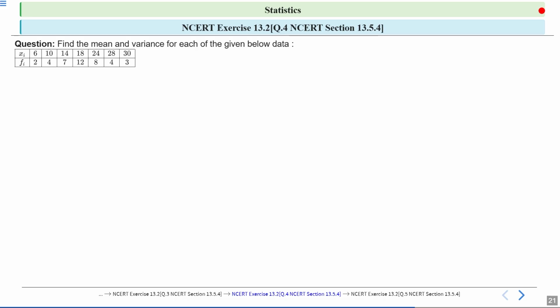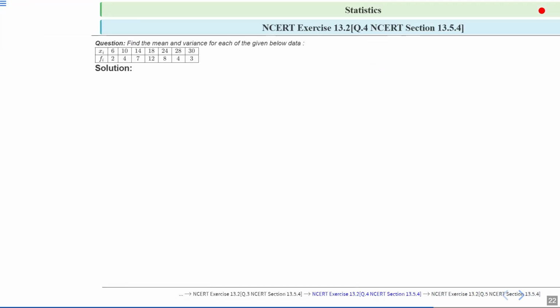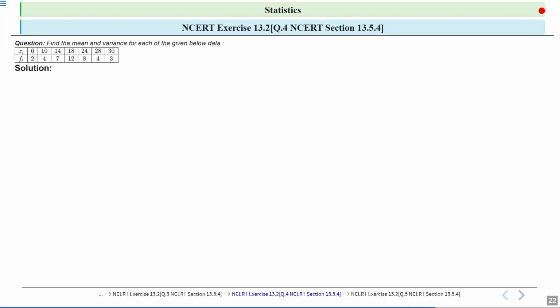So, the question asks us to find the mean and variance for each of the given data below. First of all, try it yourself and then see the solution. We need to find the mean and the variance for a set of data. The data is given in a table with two rows. The first row, xi, represents the data values, and the second row, fi, represents the frequencies of the given data. Our goal is to use this table to calculate the mean and variance step by step.